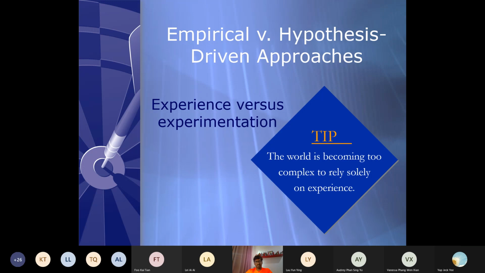Empirical versus hypothesis-driven approaches is about how to reach the market or adopt a new product. Sometimes we do it based on experience, sometimes we take the experience of others, or the experience of our own previous purchases. Every time we buy something, we want to experiment with it, use it and see whether it really works. So the world is becoming too complex to rely solely on experience, and experimentation is becoming important nowadays.